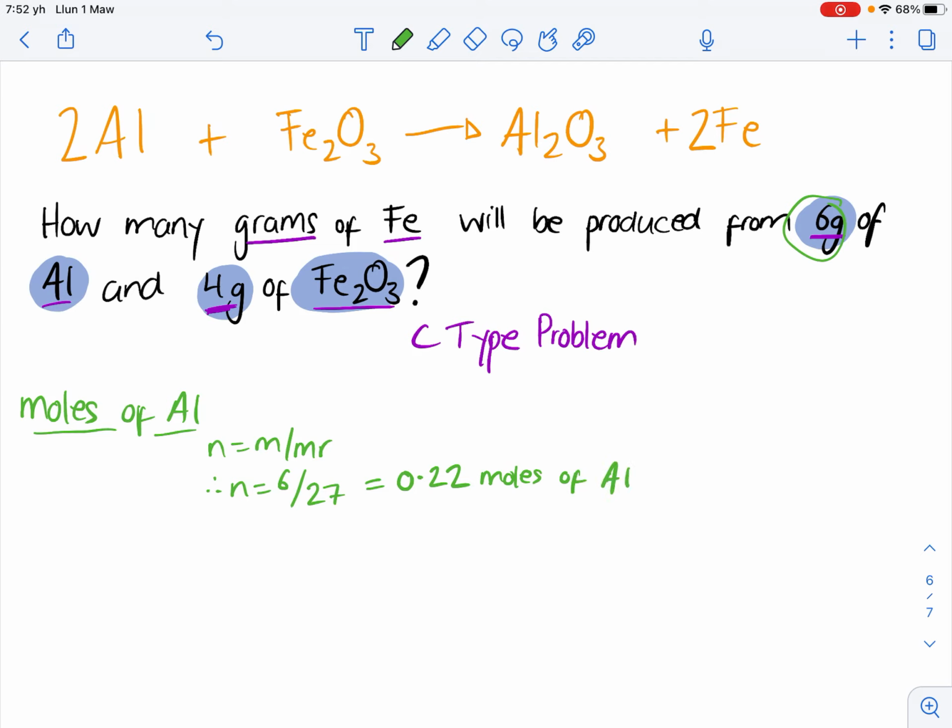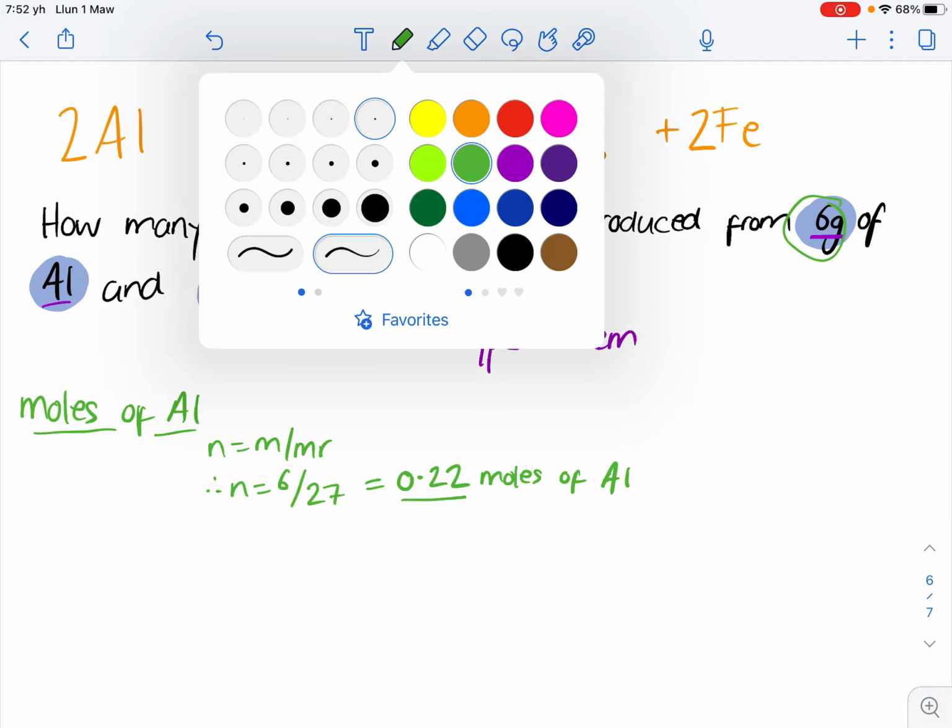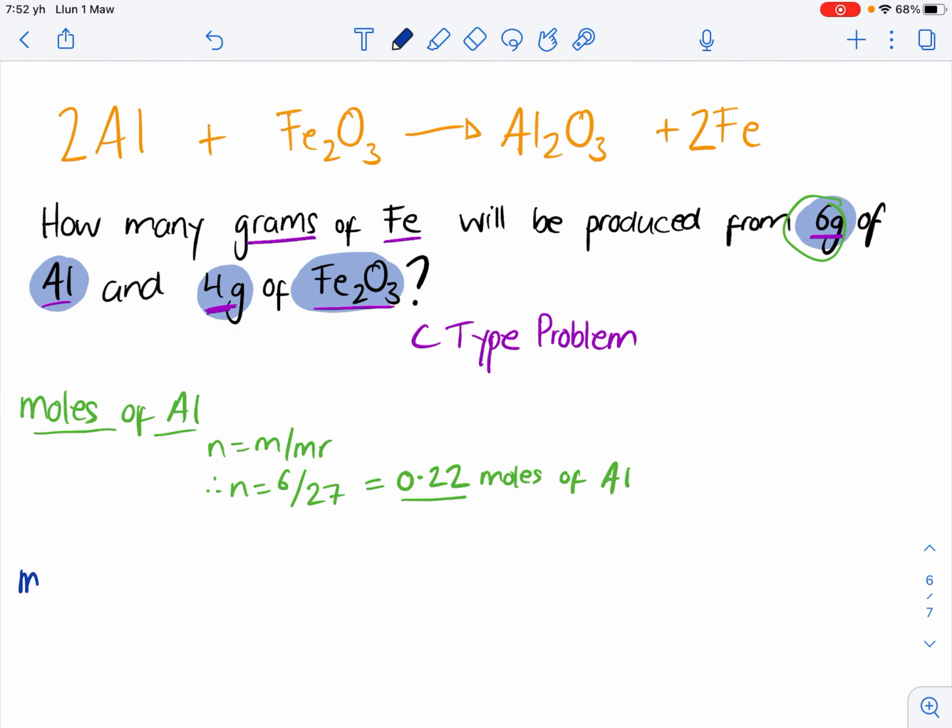That's not very helpful by itself at the moment, because I don't know if I should be using this value or if I should be using the moles of iron oxide, which we're going to work out now. So I'll do this in a slightly different color. Moles of iron oxide. Again, exact same formula: moles is equal to mass divided by the molecular weight.